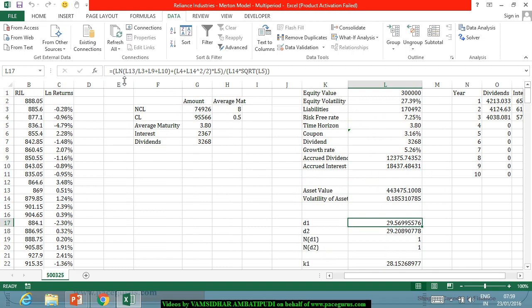Log 18 divided by this plus this plus this. So D1 can't be so high. Log 80 divided by this plus R plus sigma squared by 2 multiplied by T.